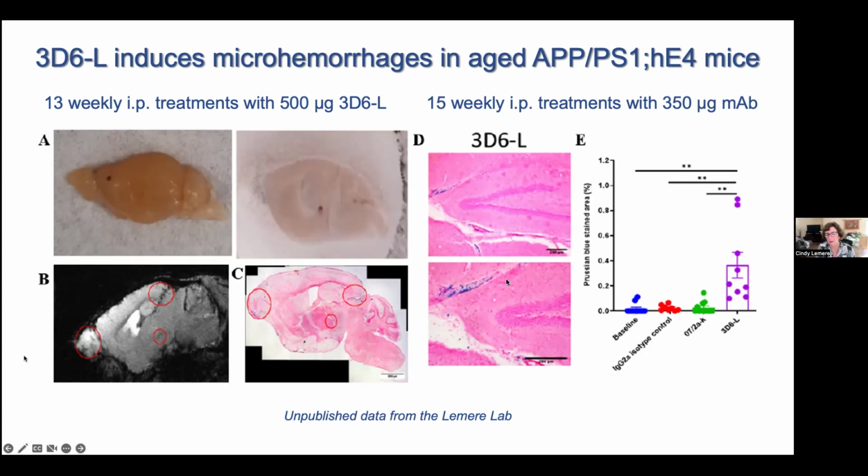And then when these brains were fixed and sectioned, you could see quite a bit of microhemorrhage in the brain. Most of it is along the pial surface and the penetrating vessels, so in the leptomeninges. And this is showing the increase in microhemorrhages with this bapineuzumab antibody. This is a pyroglutamate antibody that I mentioned before that's now in clinical trials.